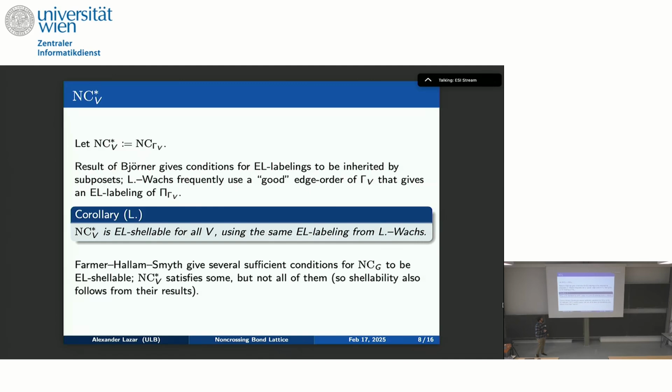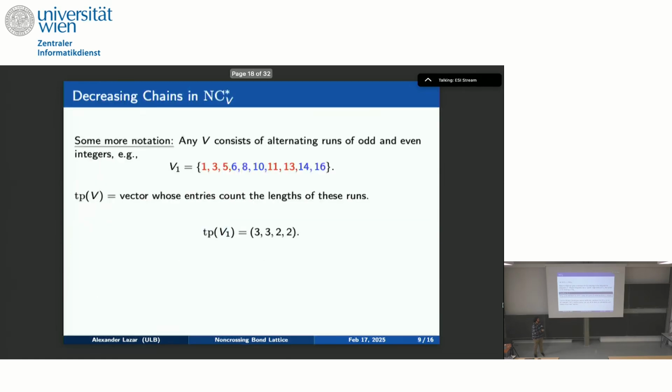So Farmer, Hallam, and Smith also considered this shellability question. They have a bunch of different sufficient conditions for the non-crossing bonds of a graph to be EL shellable. Ours satisfies some, but not all of them. So in principle, you can recover shellability from their results as well. But the choice of labeling I picked lets us reduce things basically down to purely enumerative combinatorics. We can now forget about poset topology almost completely.